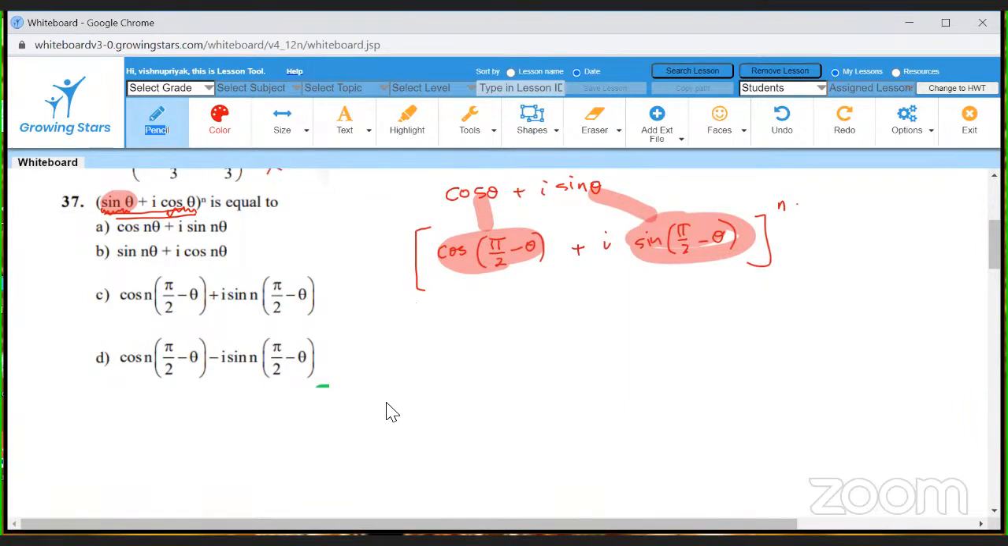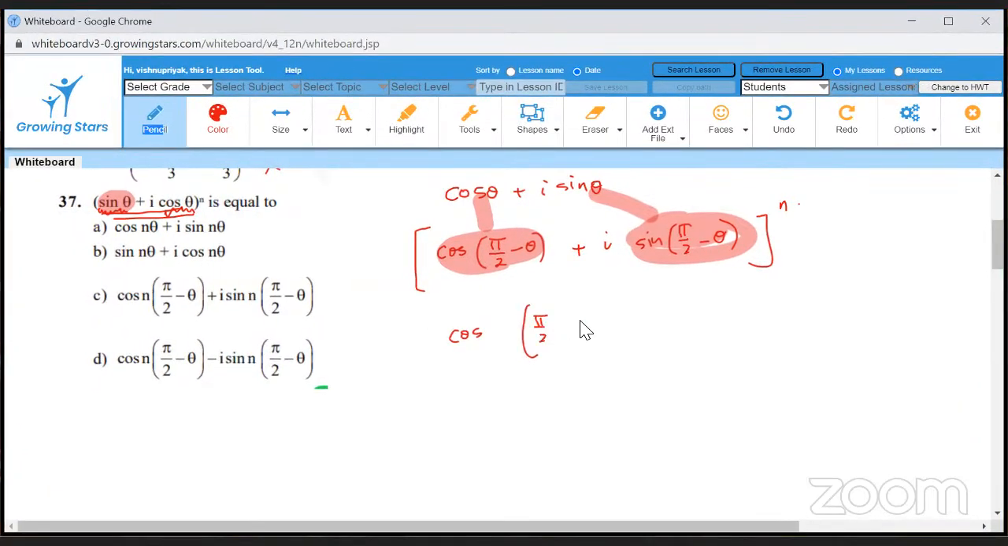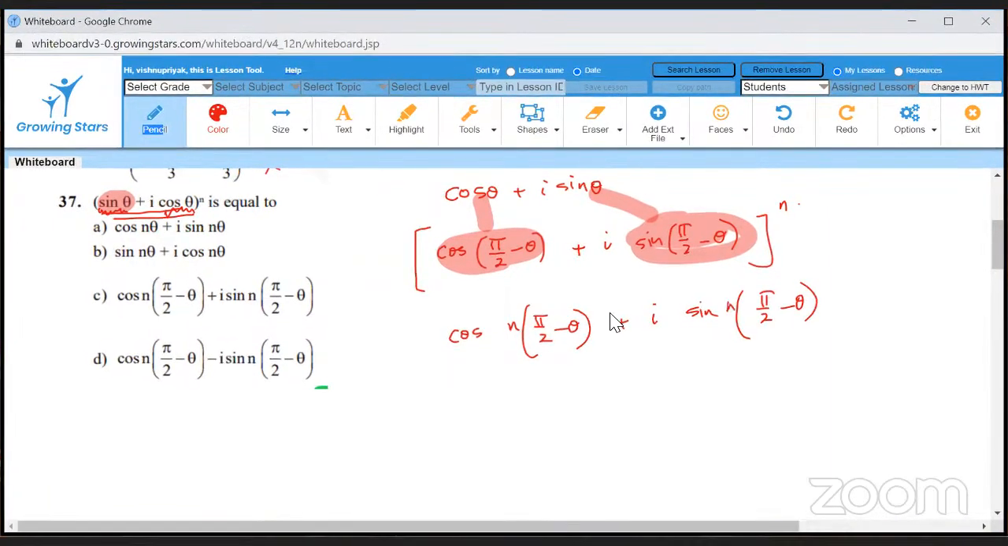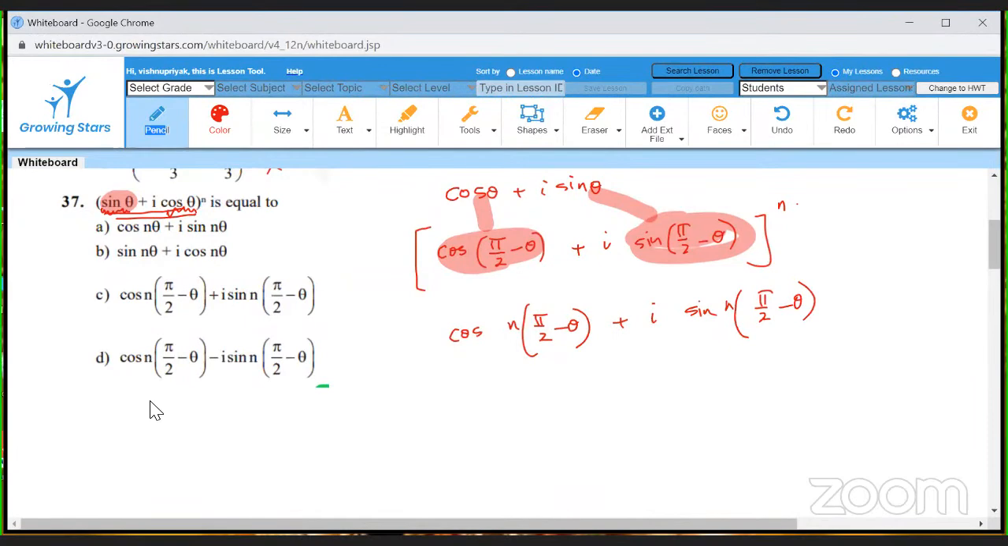So with this only we will know. You need not write the next step also. If you apply De Moivre's theorem, pi by 2 minus theta is multiplied by n because the power is n. So which option will be correct? Option C will be correct. Yes, Swati, you were right. Option C is correct.